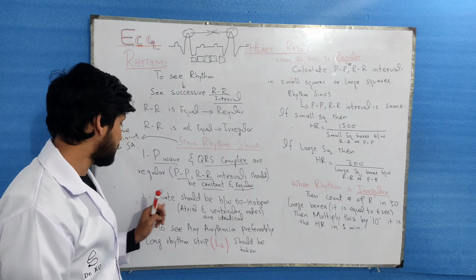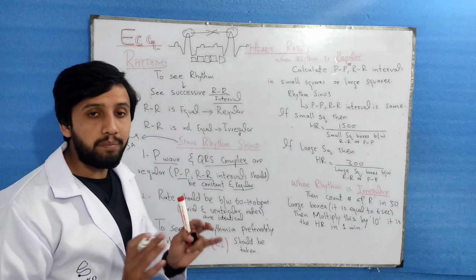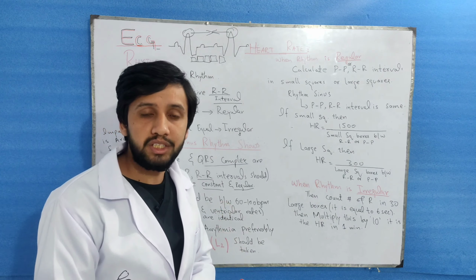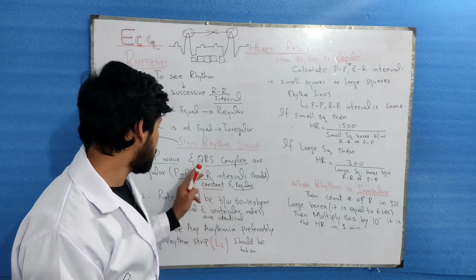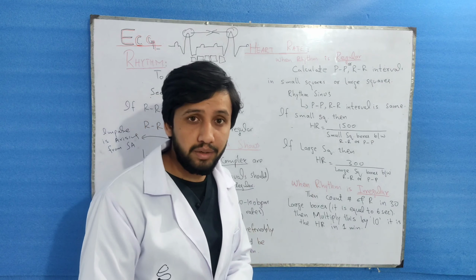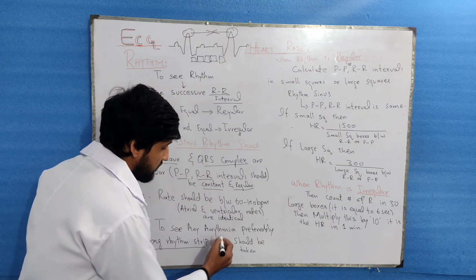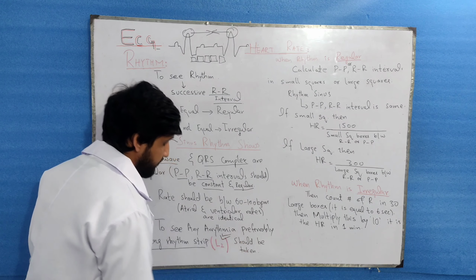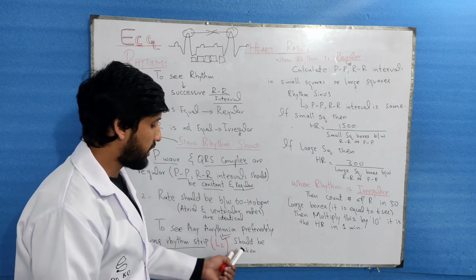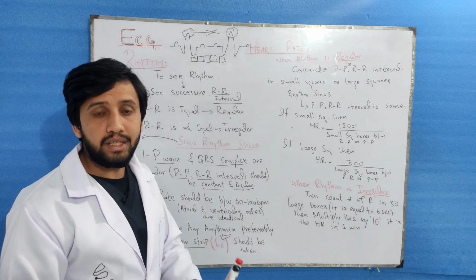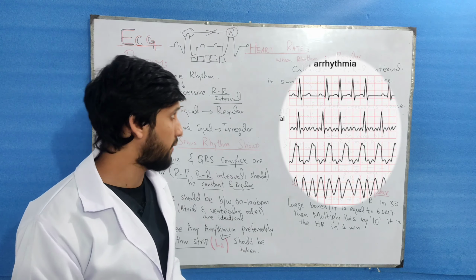The second thing here is the rate. The rate should be between 60 to 100 beats per minute. So these two things show the sinus rhythm. Then, in order to see any abnormality or irregularity in rhythm, you have to see the long rhythm strip, which is the L2 strip. This should be taken in order to check for arrhythmia of the heart.